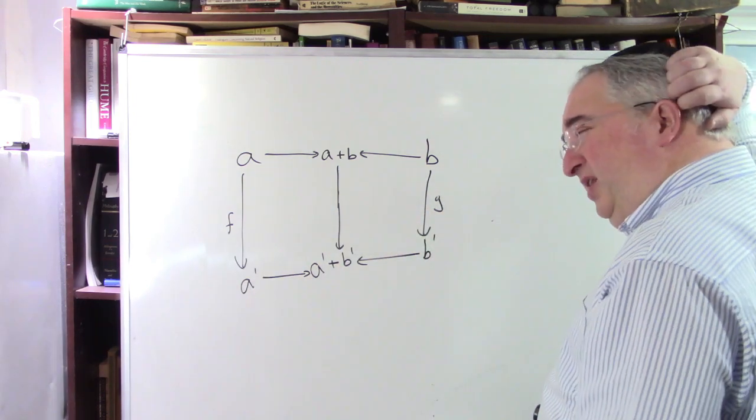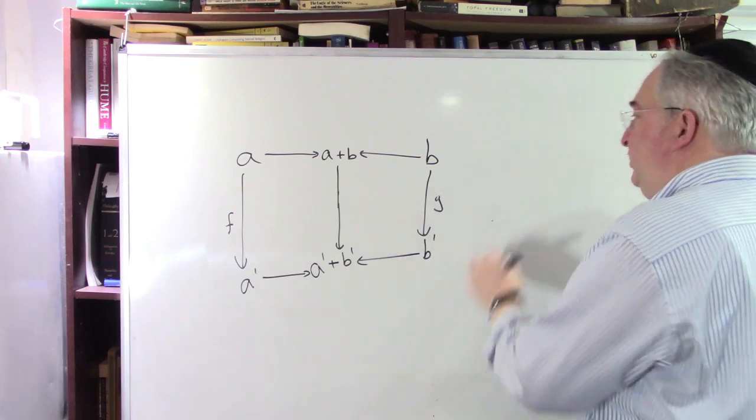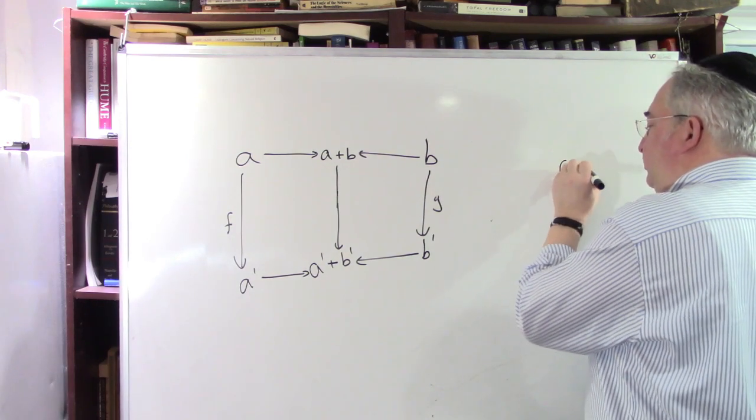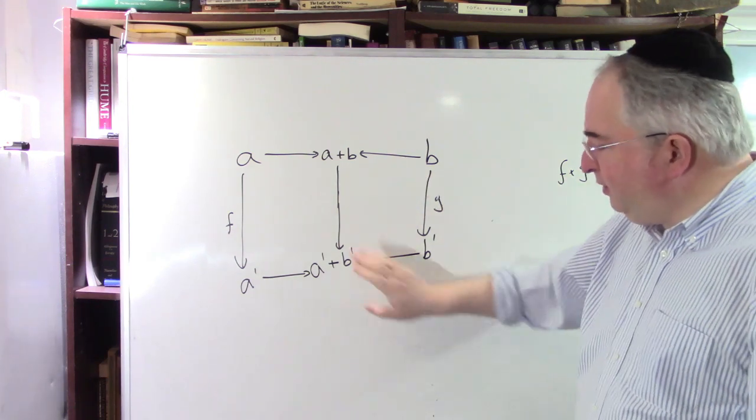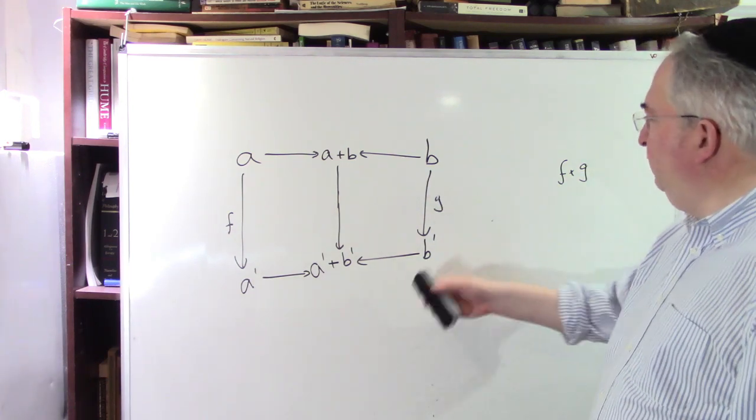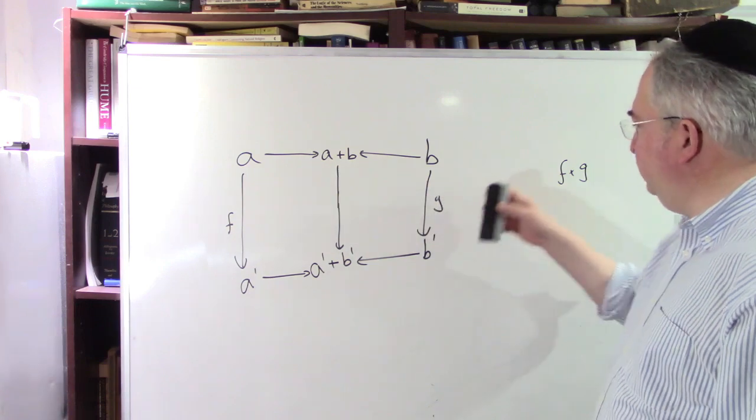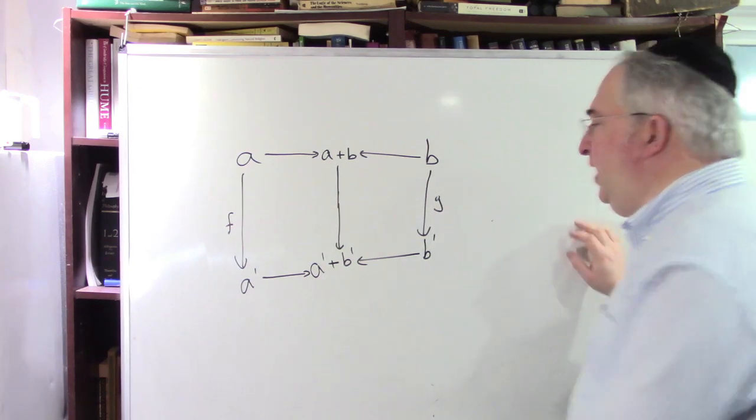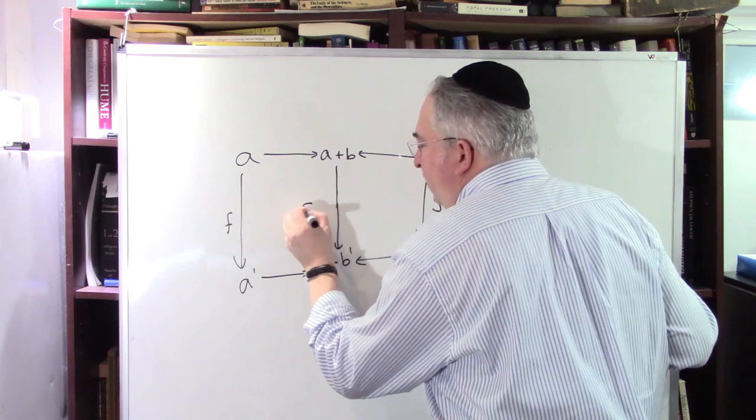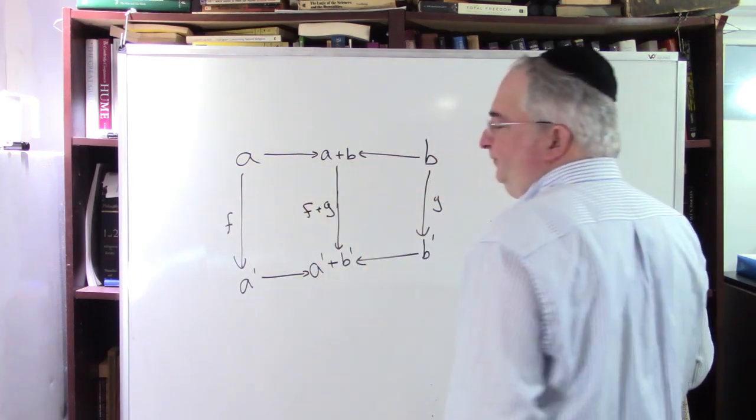Okay. Now, when we were dealing with the product, we called that F cross G. Basically, that was parallel processing: you do F on the A and you do G on the B. But now we're not dealing with the product, we're dealing with the coproduct. And so we're going to call this map F plus G.